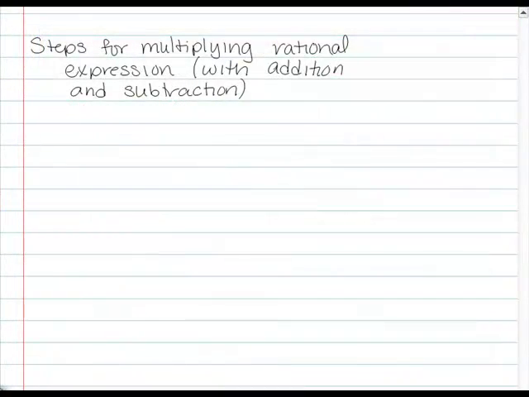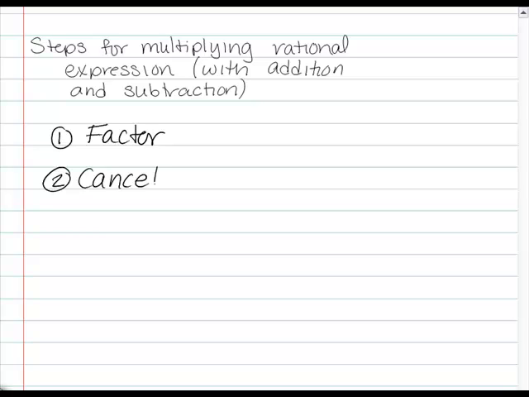Okay, so for the basic steps of multiplying rational expressions when there is addition and subtraction within the problem, step number 1 will be to factor anything that you can possibly factor, whether you're taking out a GCF or if you're going into two parentheses. Step number 2 is to cancel anything that's alike. And step number 3 is to multiply straight across.